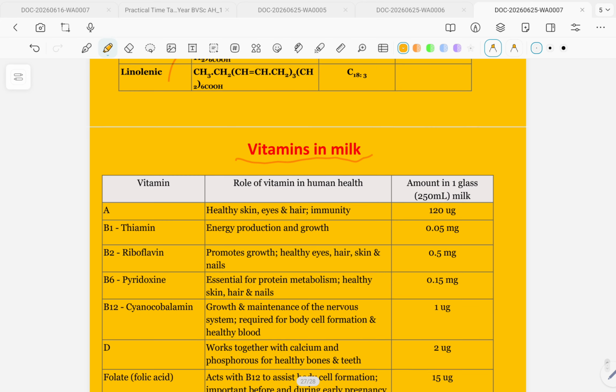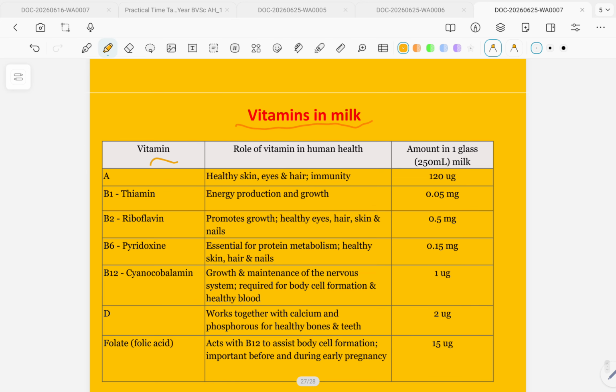Vitamins in milk. Role of vitamins in human health. Amount in 1 glass, 250 ml, of milk. Vitamin A: healthy skin, eye, hair, immunity, 120 micrograms. B1, thiamine: energy production and growth. B2, riboflavin: promotes growth, healthy eye, hair, skin and nail.